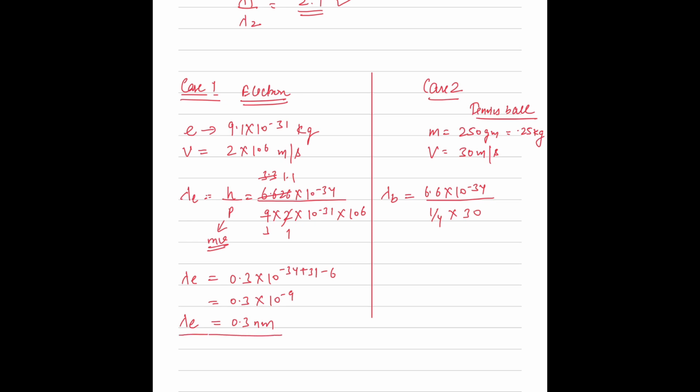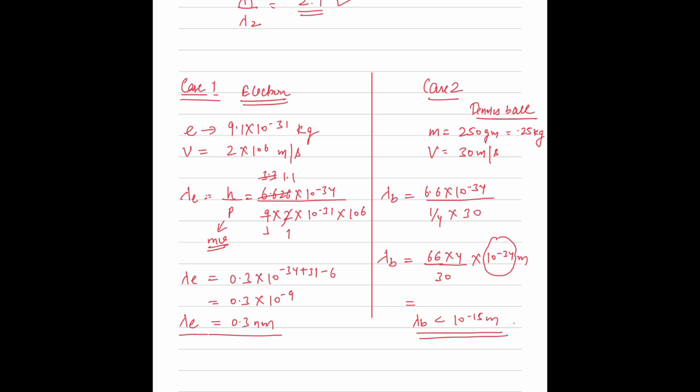Basically, we measure the wavelength of electrons in terms of angstroms, picometers or nanometers. But when it comes to the ball, if you calculate it, it will be 66 divided by 4 divided by 30, into 10 raised to power minus 34 meter. So you see the value is in the powers of 10 raised to power minus 34, which is even below the fermi meter, below 10 raised to power minus 15 meter. This is very difficult to measure.